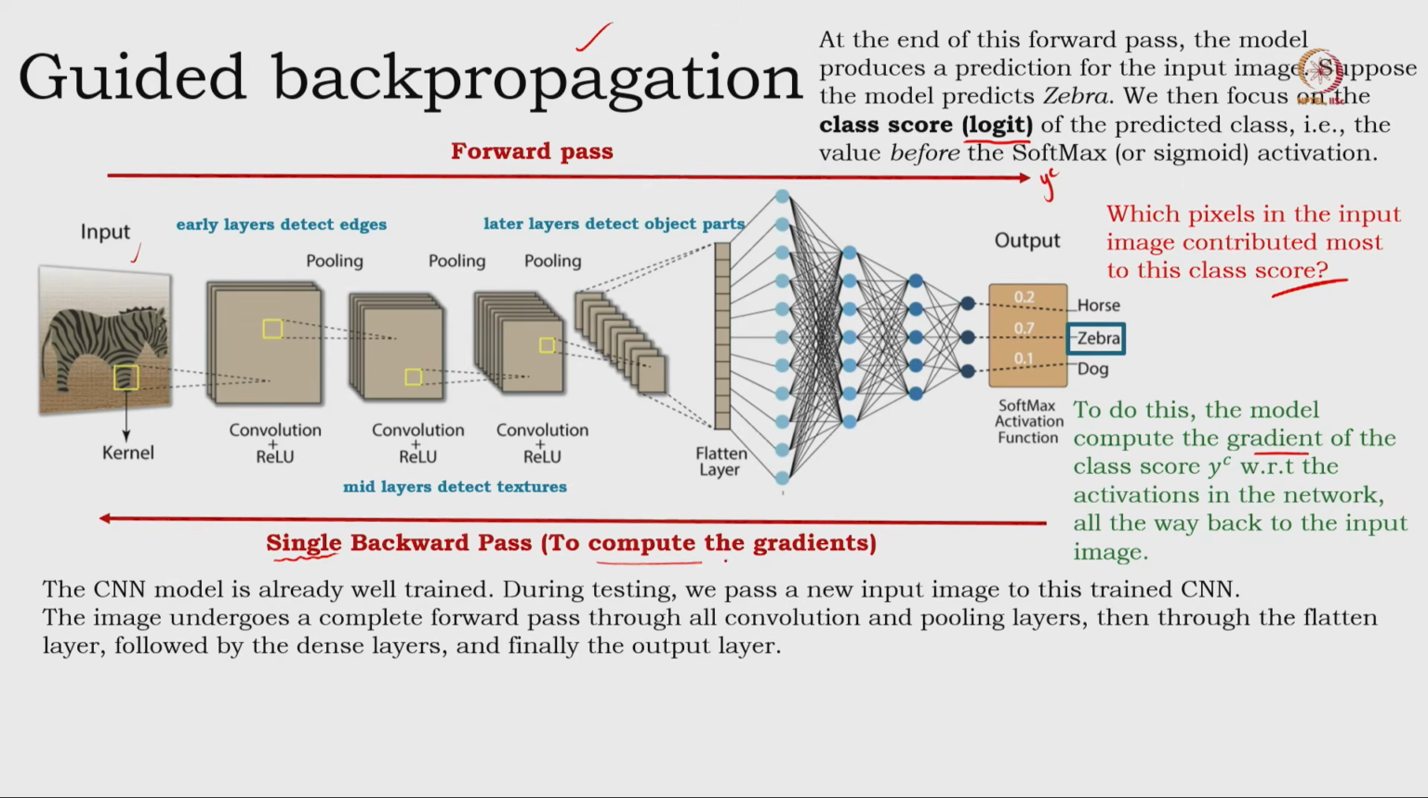It is only to compute the gradients. And how are the gradients computed? What is it that we obtained during a forward pass? During the forward pass, we obtained a class score, that is YC.